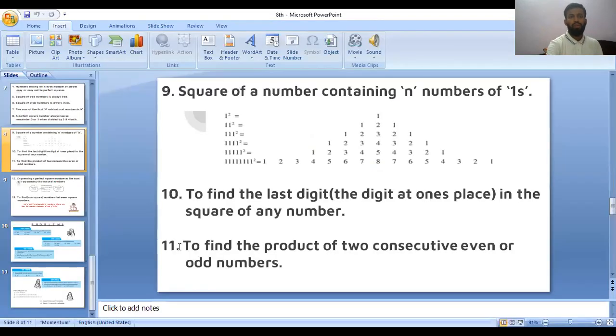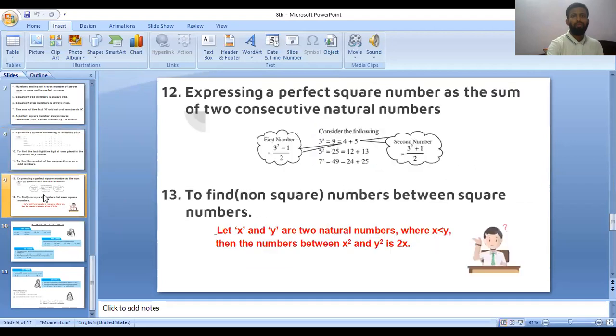Next property, property number 12. Okay, property number 12, you need to pay attention. Expressing a perfect square number as the sum of two consecutive natural numbers, right? Expressing a perfect square number as the sum of two consecutive natural numbers.